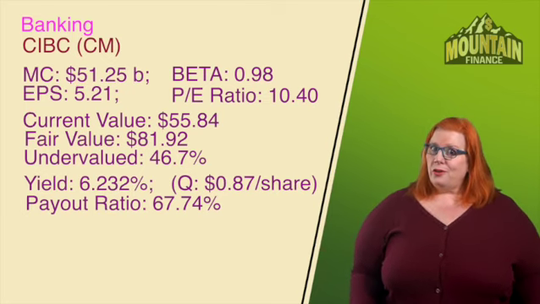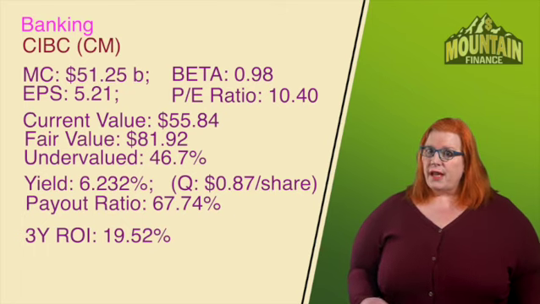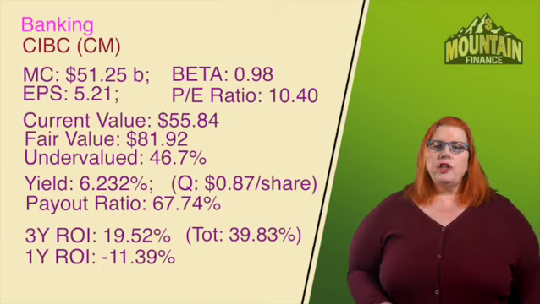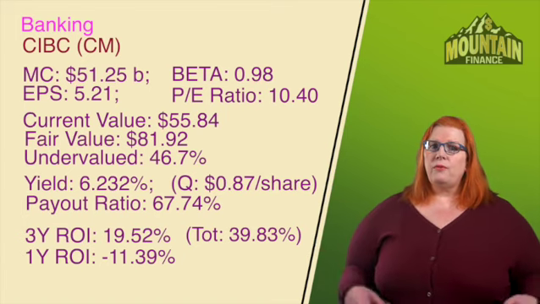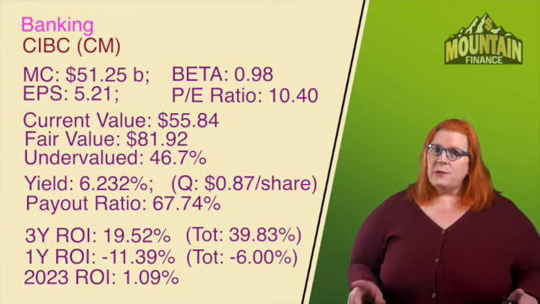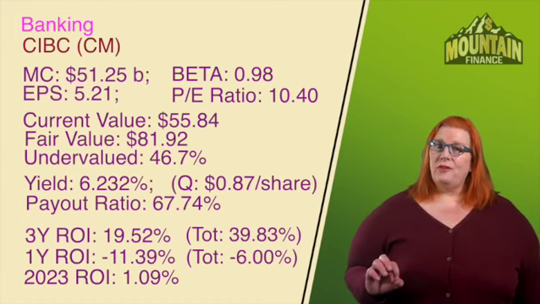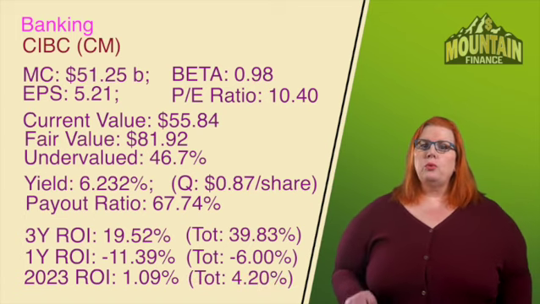When we look at their returns, their 3-year return on investment comes in at 19.52%. With the dividends, we get 39.83%. That 1-year return on investment comes in at, well, this is where the banks really started to falter, negative 11.39% for a total return of negative 6%. In 2023, there has been a little bit of recovery in the banking sector, and we can see this with their return of investment coming in at 1.09%, total return of 4.20%.